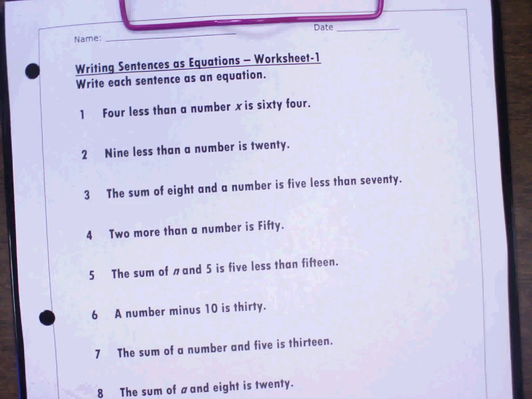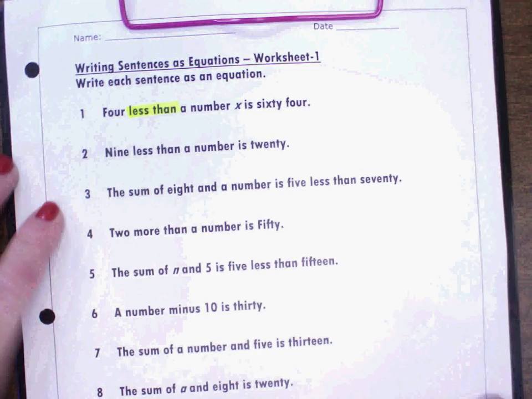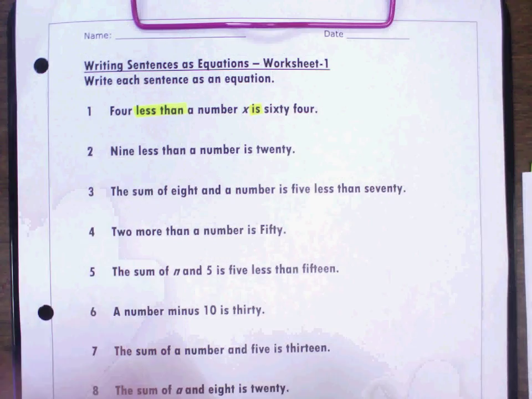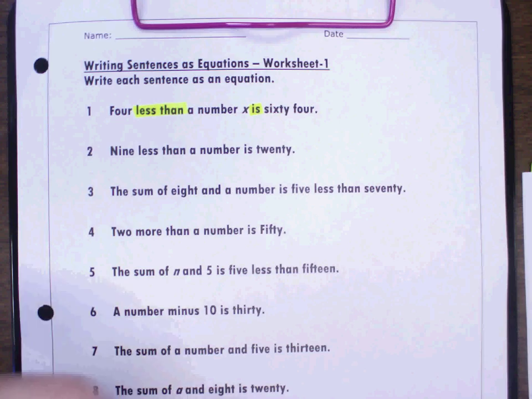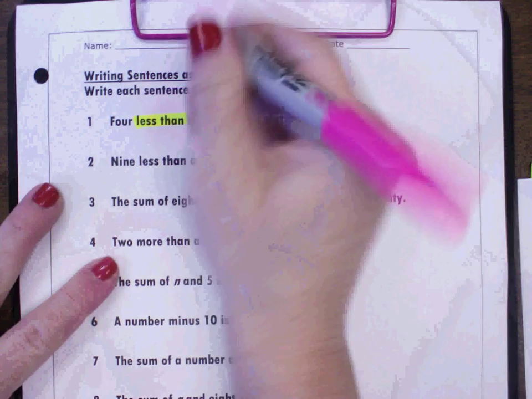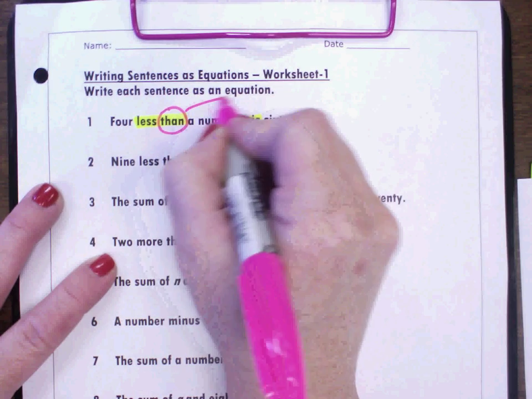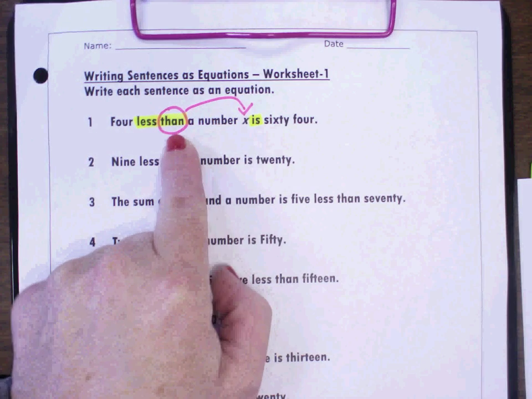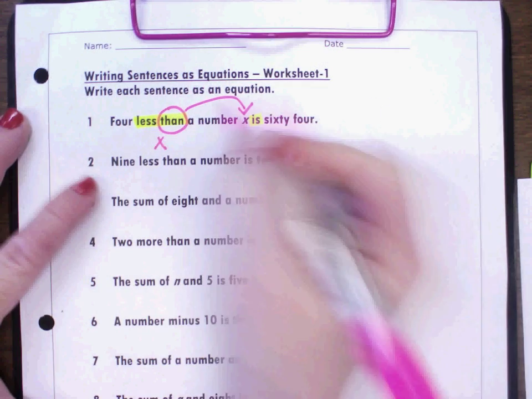4 less than a number x is 64. Okay, so there's one thing that's extremely important that you have to understand about the word then. I'm going to put it on your cheat sheet. The word then is your backward word, which means whatever is after it goes first. What is after the word then? A number, x. So you got to write that first.